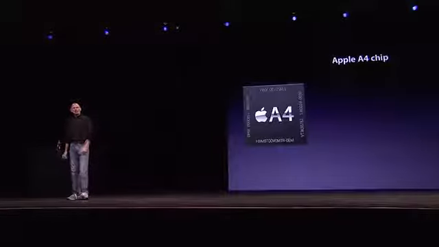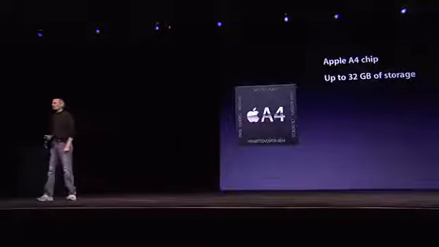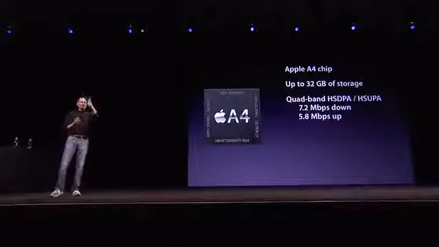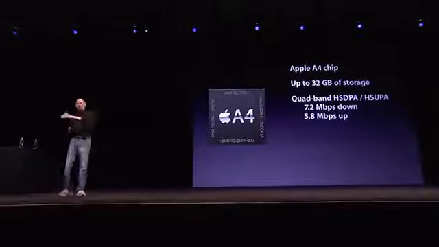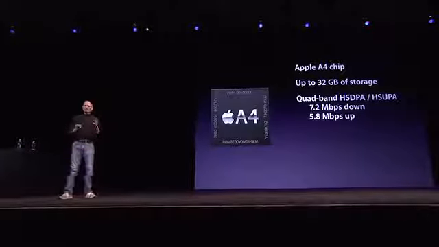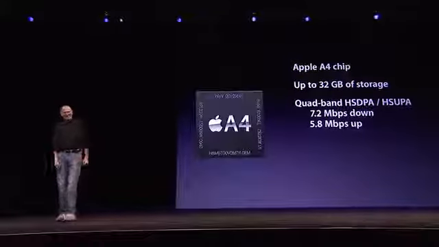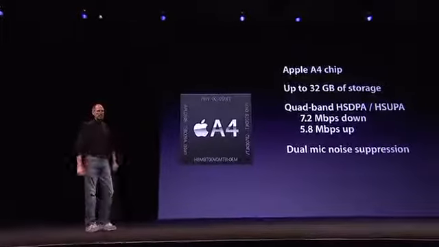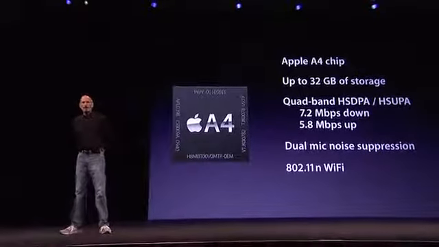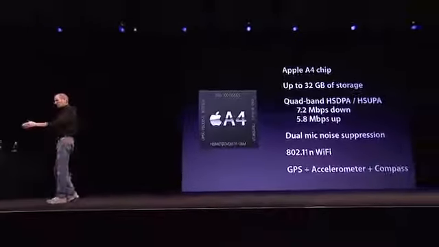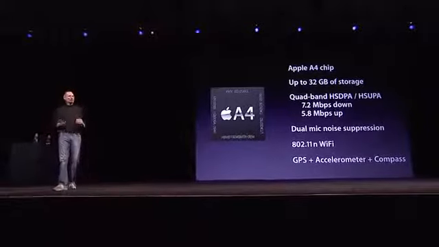So the A4 chip, up to 32 gigabytes of storage, quad-band HSDPA and HSUPA for 7.2 megabits per second down, 5.8 megabits per second up. That's theoretical because the carriers don't support that yet, but as they do, we'll welcome it. And dual mics for noise cancellation, 802.11n Wi-Fi, and of course GPS plus accelerometer plus compass. So we've got some great hardware in the iPhone 4, in the A4 chip.